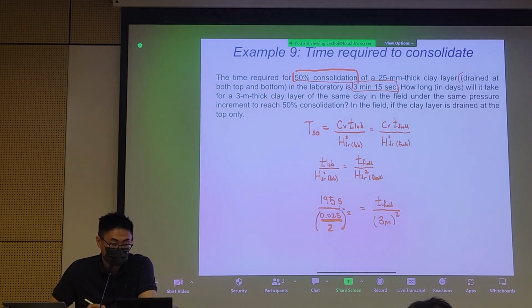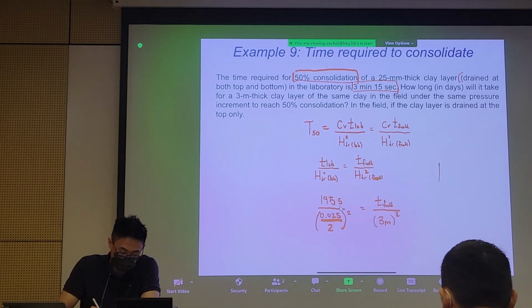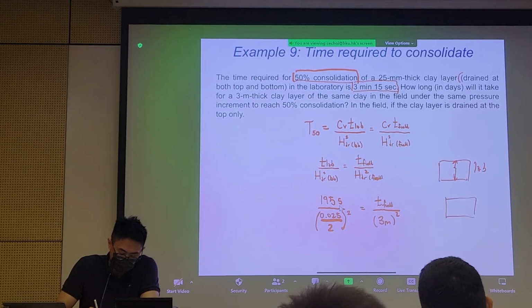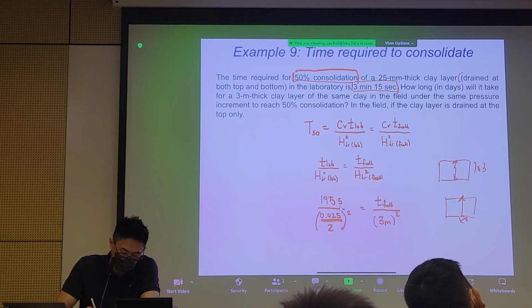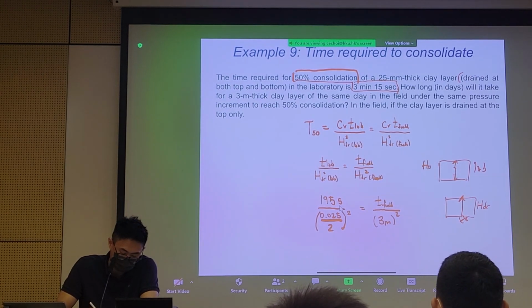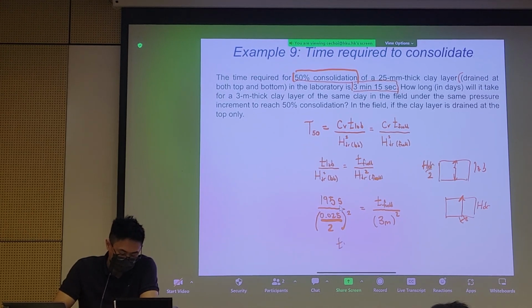But in the lab we can take the thickness of our soil layer and divide it by 2 because the drainage path is half, right? Because you can have top and bottom in the lab. But in the field, you probably have some component layer and you can only dissipate this way. So we have to take the entire drainage layer. Whereas in the lab, we can take the drainage layer, divide it by 2. So if we solve for T field, then you'll get something around 130 days.